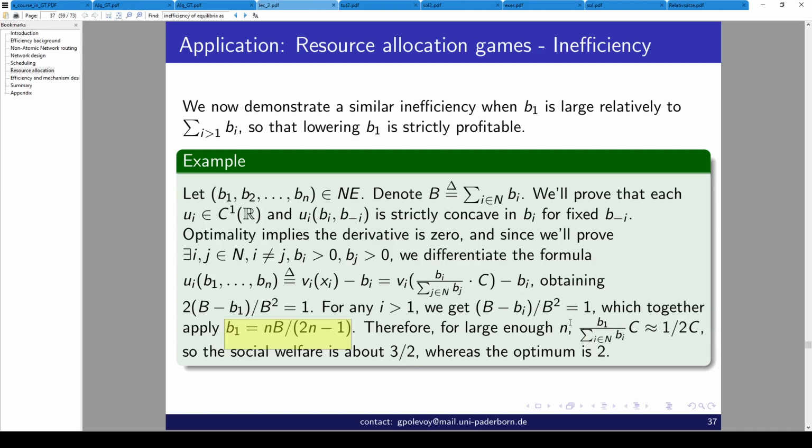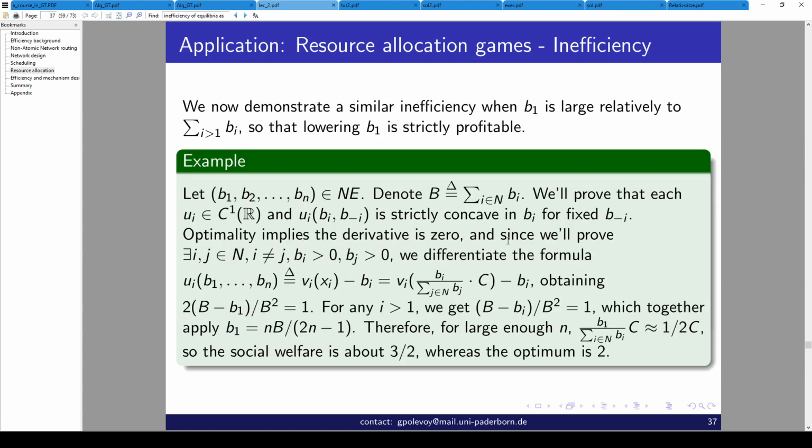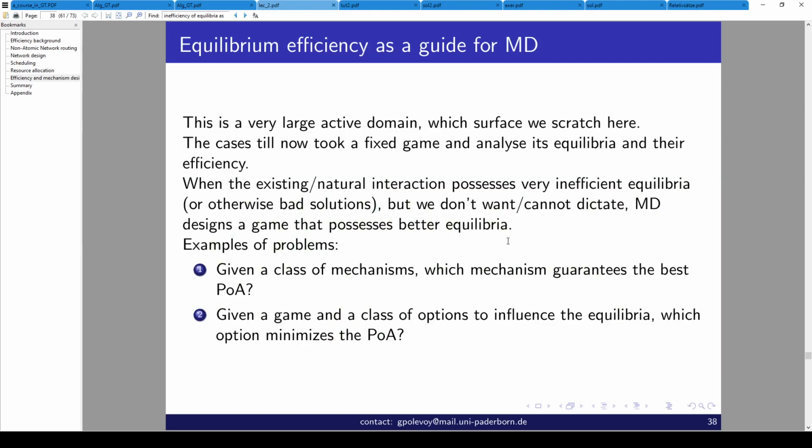Whereas the optimum social welfare, when player 1 gets everything, is of course 2. Right? The value of player 1 is 2, the value of the others will be 0, so the optimum social welfare is 2. And therefore, if you define the price of anarchy or stability, true for every equilibrium here, as the ratio between what can be achieved and what the equilibrium achieves, then it's going to be 2 divided by 3 over 2. It's going to be 4 divided by 3. Greater than 1 in particular, suboptimal.